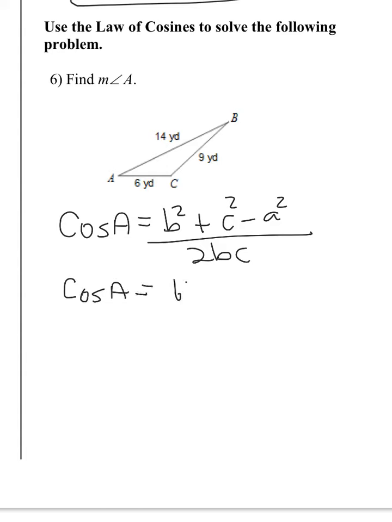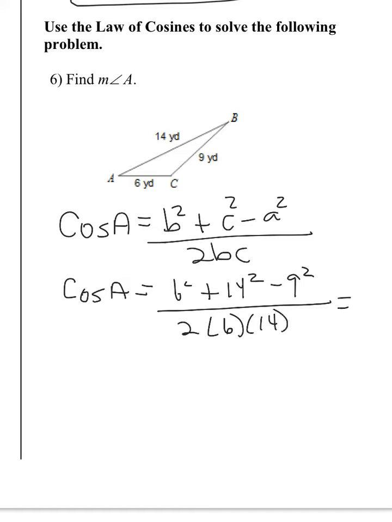Okay, so now what we're going to do is go ahead and plug in our values, and we get 6 squared plus 14 squared minus 9 squared divided by 2 times 6 times 14. That equals 0.8988. And so some of you are quite shocked when you get a decimal like that, but you're supposed to get a decimal. Okay, 0.8988. And so we're still looking for angle A.